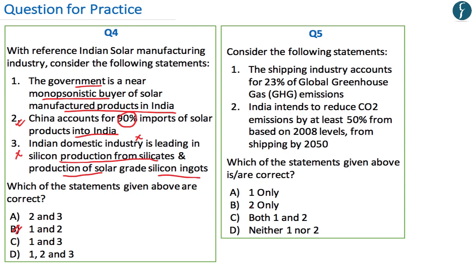Now with regards to question number 5, the correct answer is B, 2 only. With regards to statement number 1, the shipping industry accounts for around 2% of global greenhouse gas emissions. With regards to statement number 2, India has recently signed an agreement with the International Maritime Organization, whereby India intends to reduce CO2 emissions by at least 50% based on 2008 levels from the shipping industry by 2050.